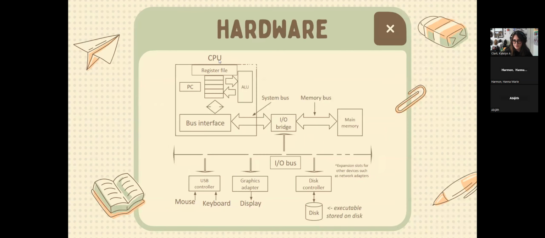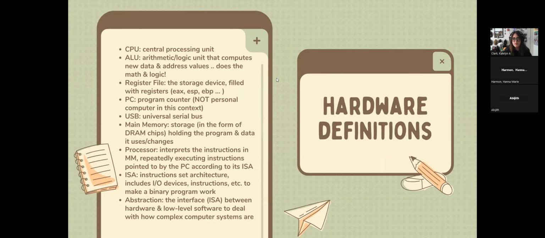It's where everything that is going to be actually processing your program is held. The ALU is the arithmetic logic unit. It does all of the math. So if you want to do, say, 2 plus 2, the ALU is going to do that math for you. It's going to compute the new data and where it should go. The register file I talked about earlier is where you will be storing that data.